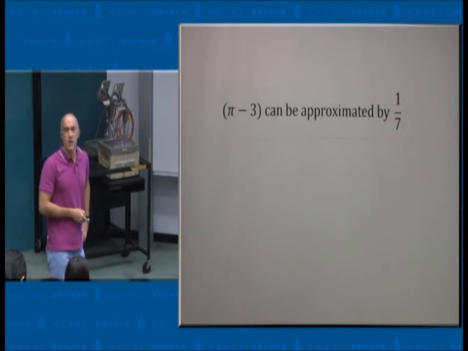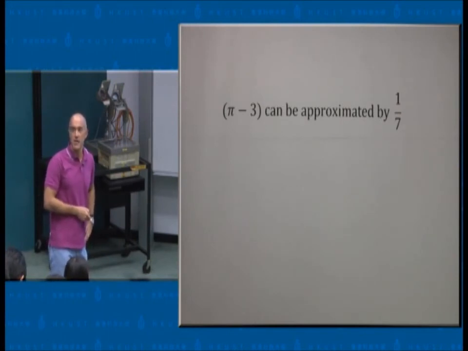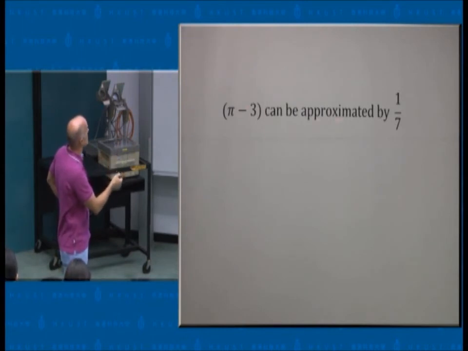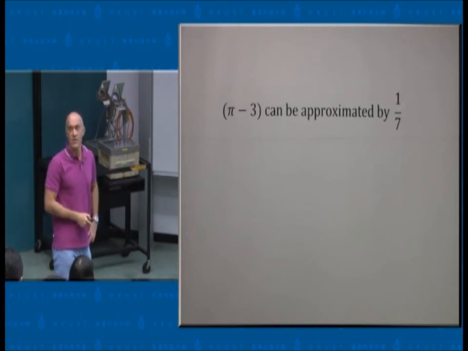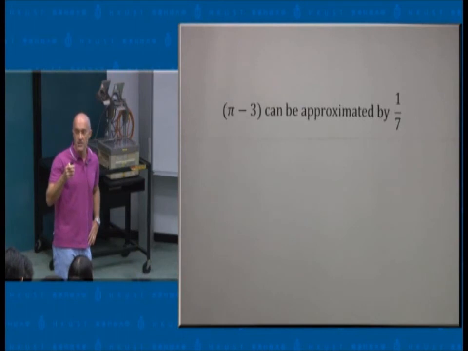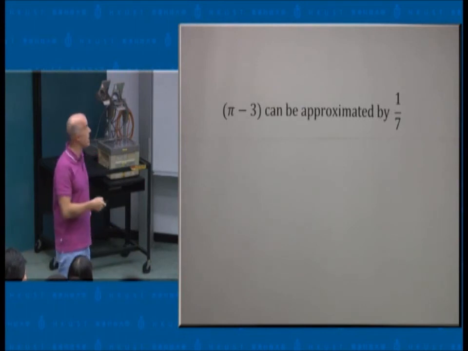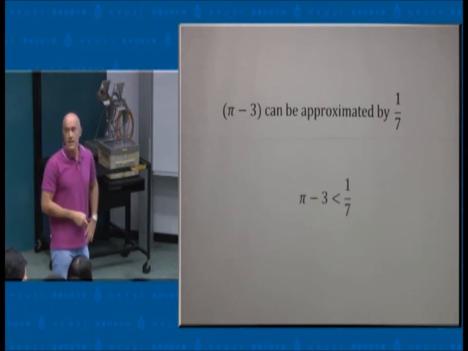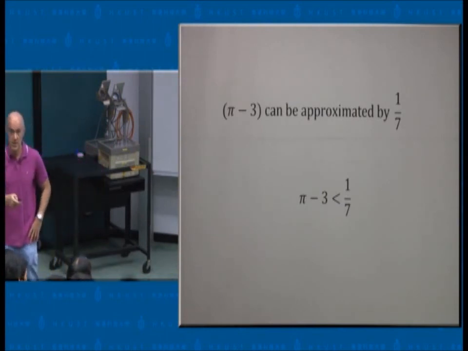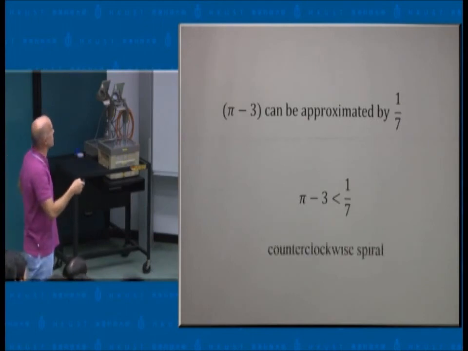22 over 7, remember our continued fraction expansion? Pi can be represented by 22 divided by 7. So pi minus 3 is 1/7, 7 spirals. Right? If it was actually 22 over 7, we would get 7 lines. Instead, we're getting 7 spirals, because pi minus 3 is less than 1/7, right? It's just an approximation.